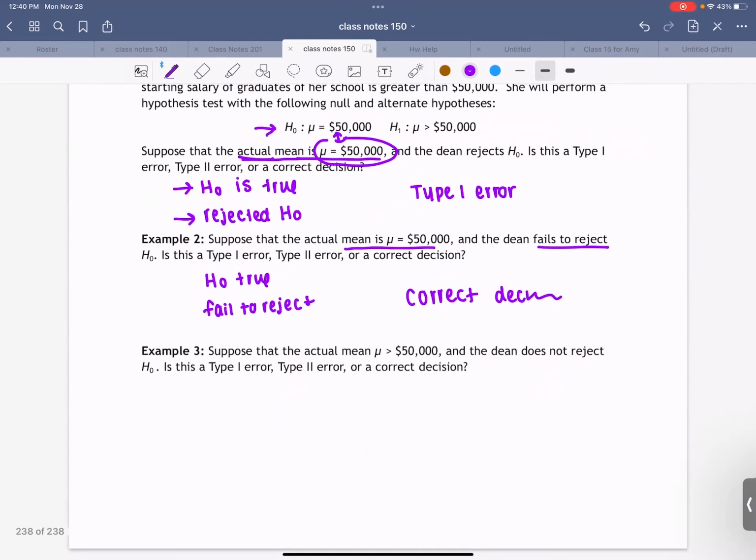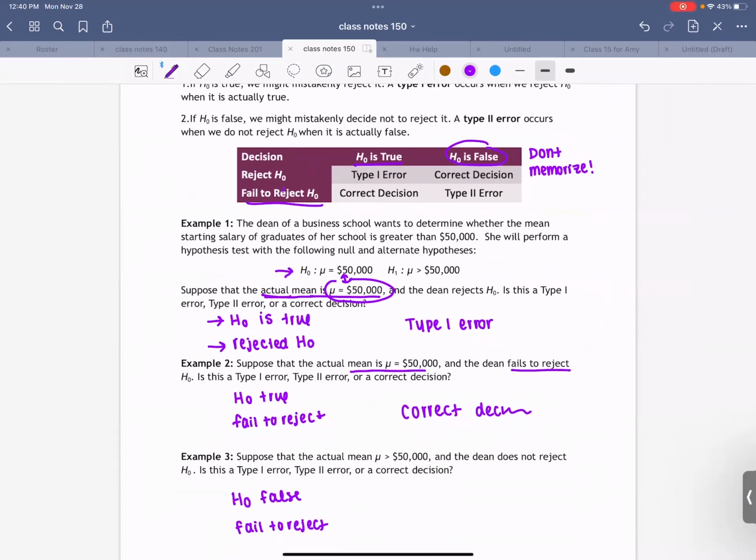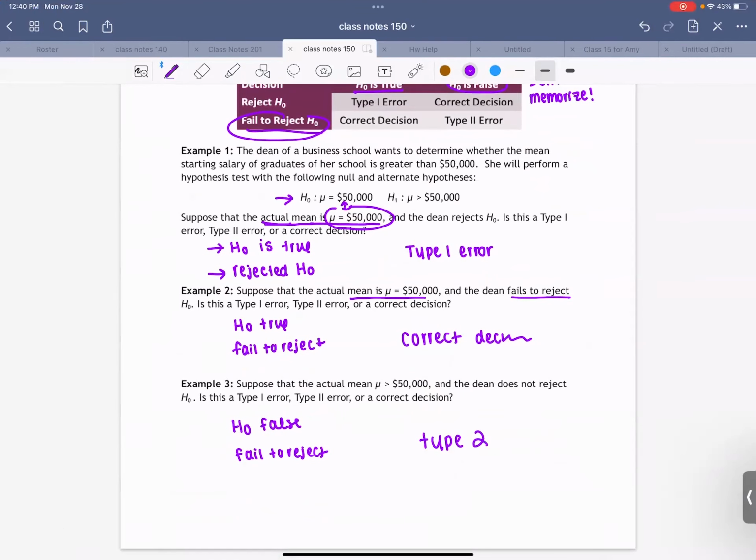Example 3 says suppose the actual mean is greater than 50,000. Is H0 true or false this time? Good. So basically, rule of thumb, if it's equal to, H0 is true. If it's anything other than that, it's got to be false. It says does not reject, so fail to reject. Taking a look at my chart, we got a false, we got a fail to reject. What type of error did I make here? Type 2 error, good. Any questions on these examples here?